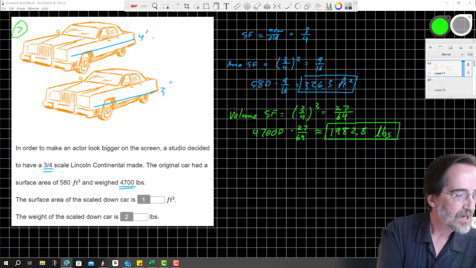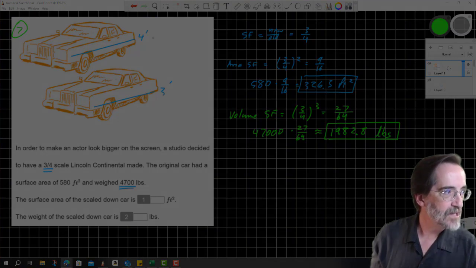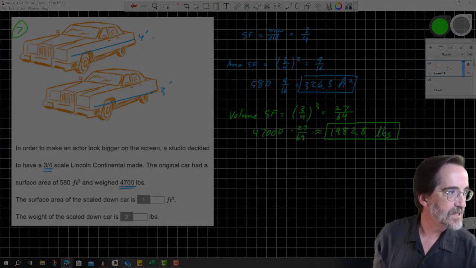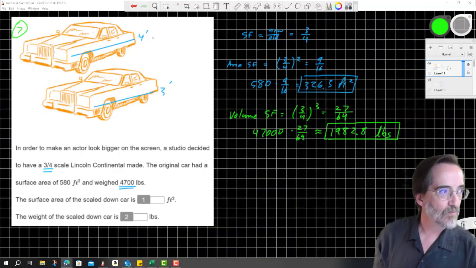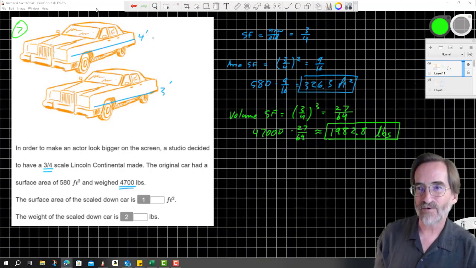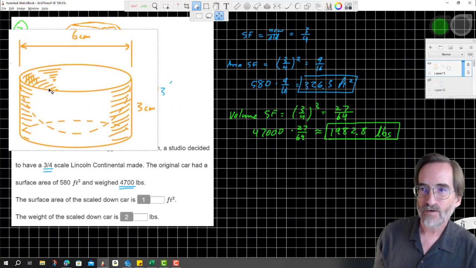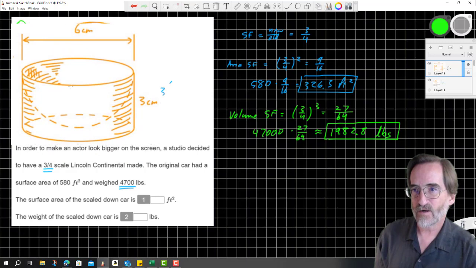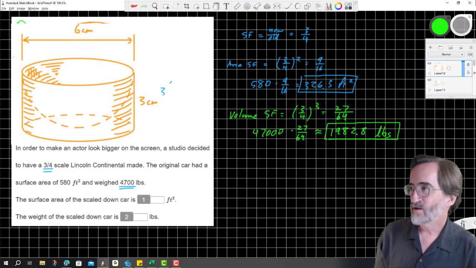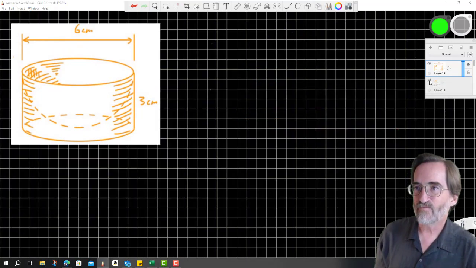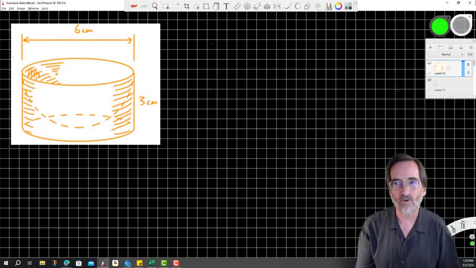Number 8 is a composite solid. It's made up of several solids. In this particular case, it is a reduction. It is one solid subtracted from another. Okay? It's a cylinder with a hemisphere carved out of it. So that cylinder, it's like a mug or a bowl, right?